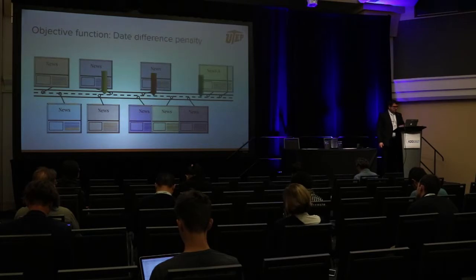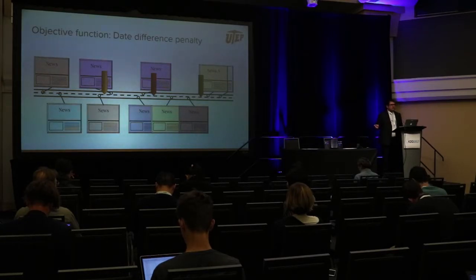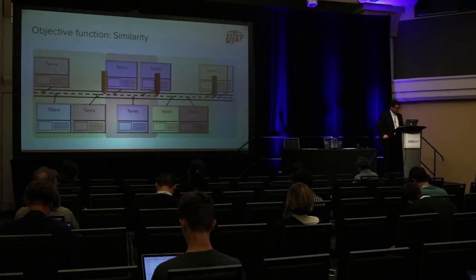but that's not really what we want. So we added a date difference penalty, and this is just an example of how the date difference penalty affects the optimization. This date difference penalty basically just penalizes a lot when you have a very large segment, and so that's why we decided to include it.